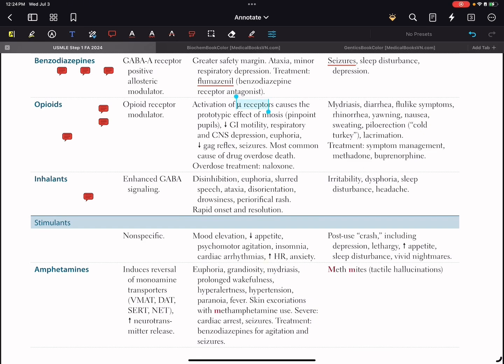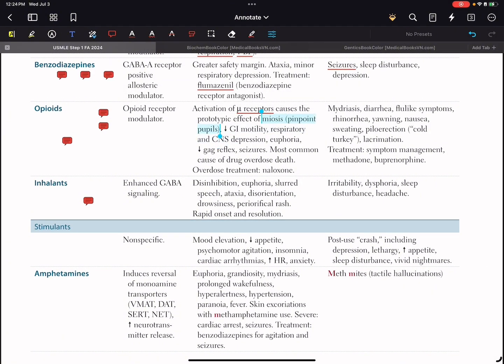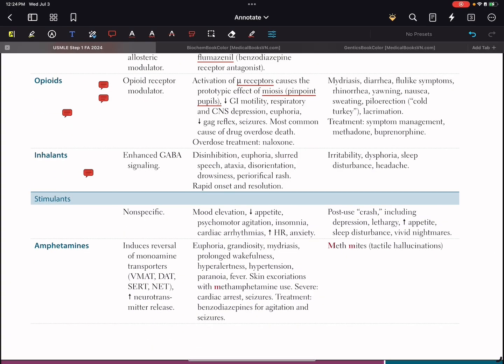The mu receptor causes the prototypic effect of miosis, pinpoint pupil. This is very characteristic and important. Opioid is pinpoint pupil. Miosis, pinpoint pupil. Decreased GI motility, respiratory depression, CNS depression, euphoria, decreased gag reflex, seizures. Most common cause of drug overdose death. Overdose treatment is naloxone.